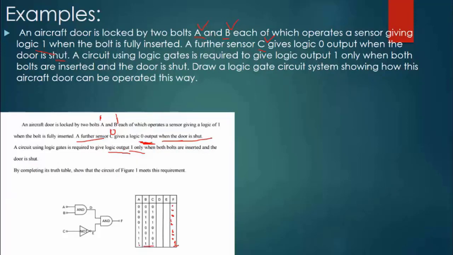So the trick of the questions is in these terms, both. And both means A and B have to be joined with AND, because both means A and B. So A and B are connected to an AND gate. Because they are both, they are connected to an AND gate, A and B. So when those are both, also the door has to be shut.